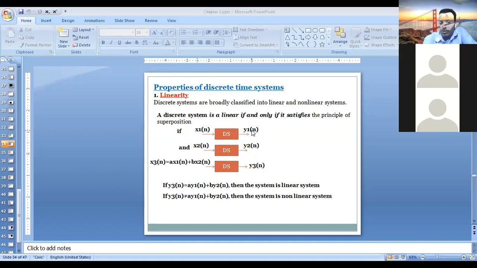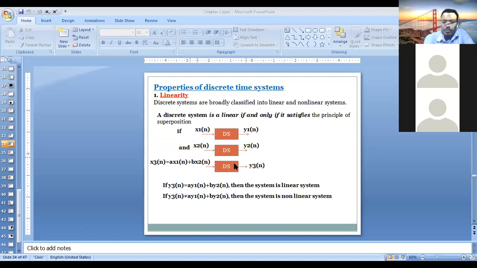Now what will happen if you add these two signals together, x1 of n plus x2 of n, and apply them together? Here we applied them individually. What will happen if you apply them by adding the two? If the output is the summation of the two outputs, y1 of n plus y2 of n, we call it the superposition principle, right? Summation.